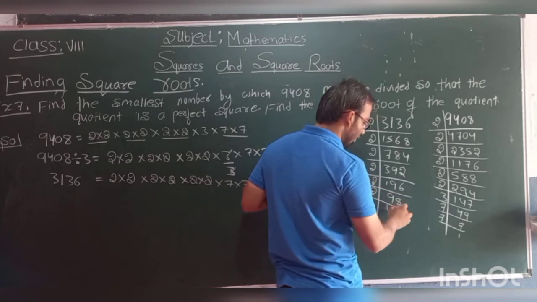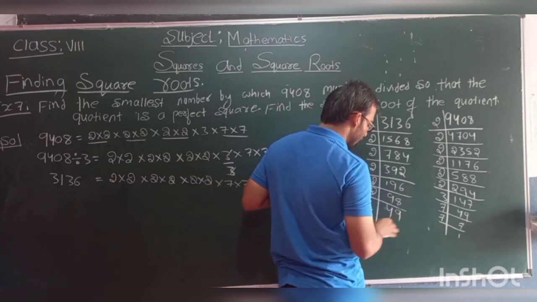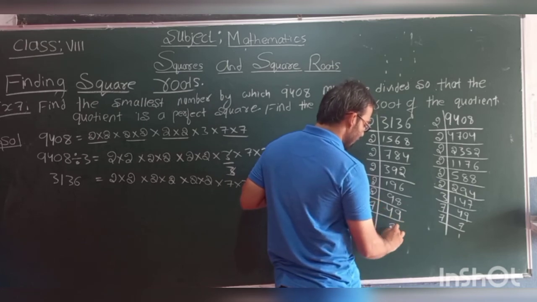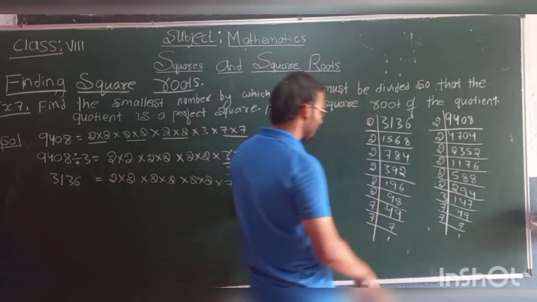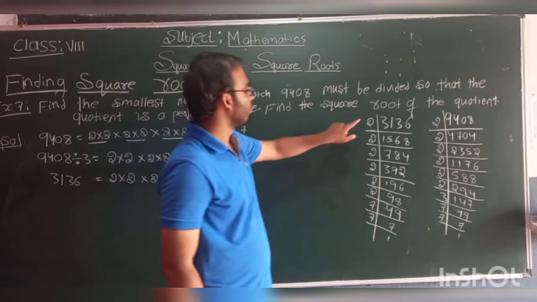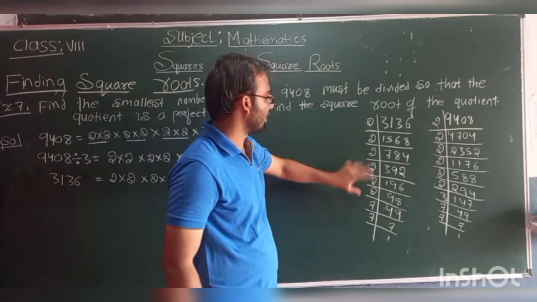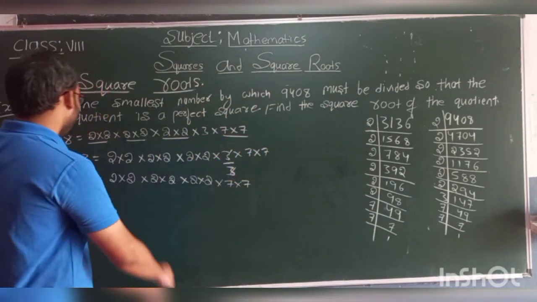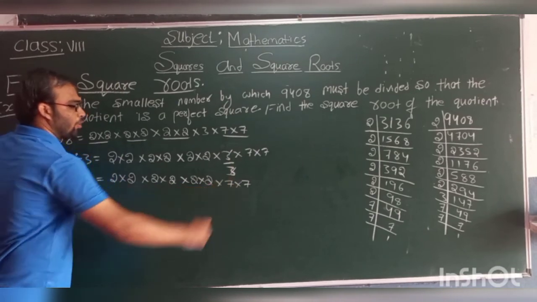2 4s are 8. It will become 18. 2 9s are 18. 7 7s are 49 and 7 9s are 7. Okay. So look at the students. 1, 2, 3, 4, 5, 6. 6 times 2 and 2 times 7. Okay. So 6 times 2 and 2 times 7.